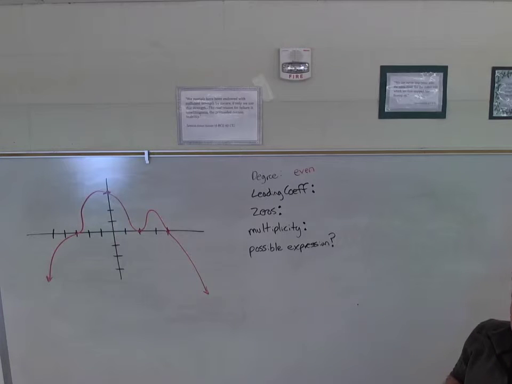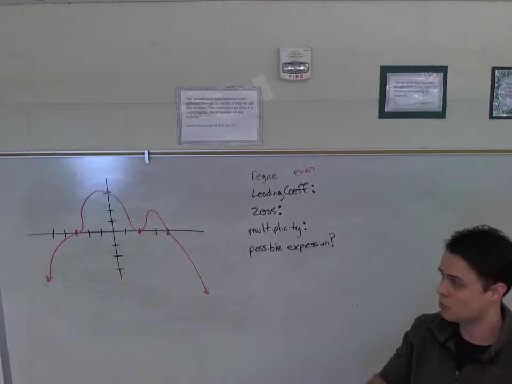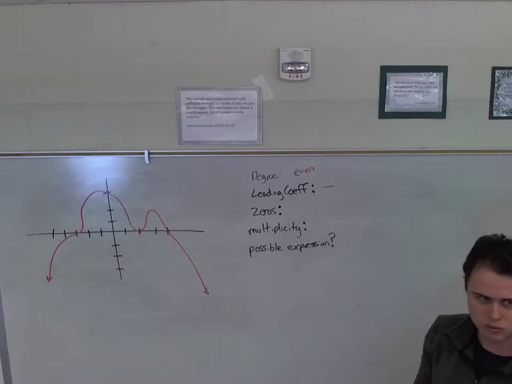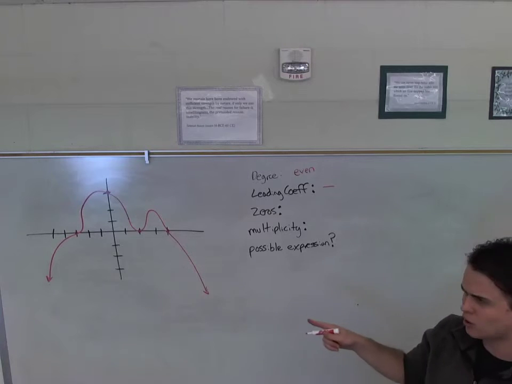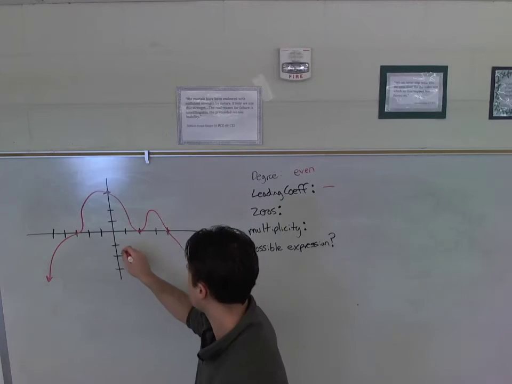Okay, leading coefficient. What do we think? Positive or negative? We already kind of said it. Negative. Why? Because it looks like a negative parabola, so we're going to say negative. Zeros, we can see them. Let's just pretend I see one.